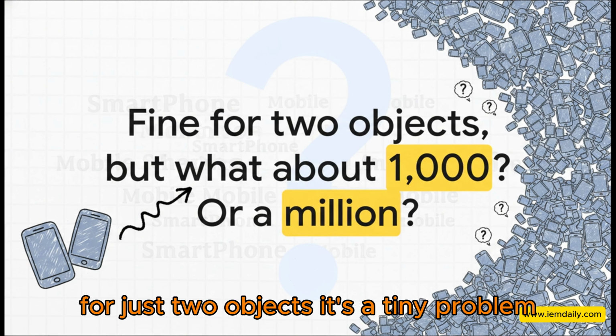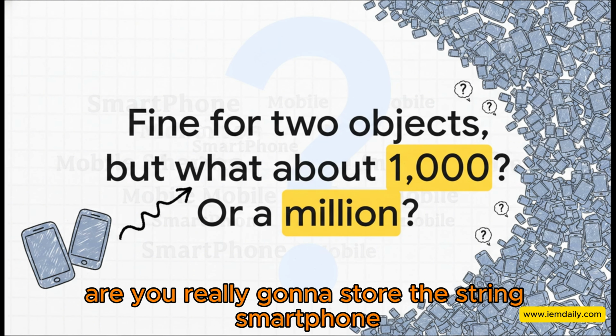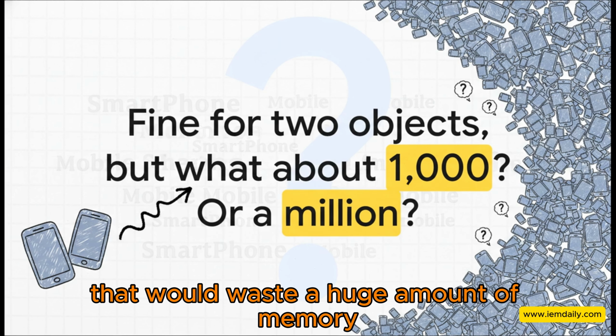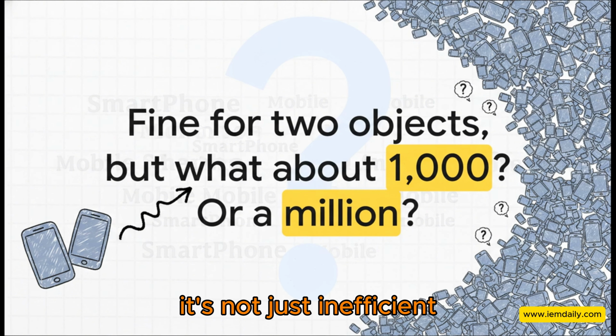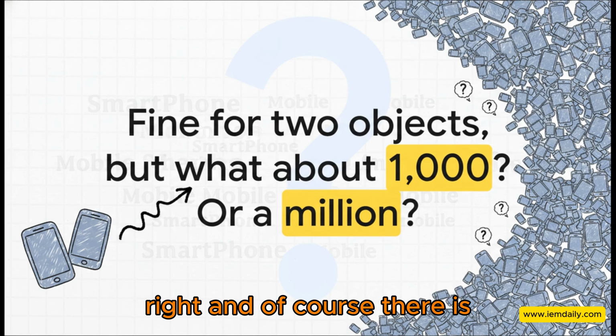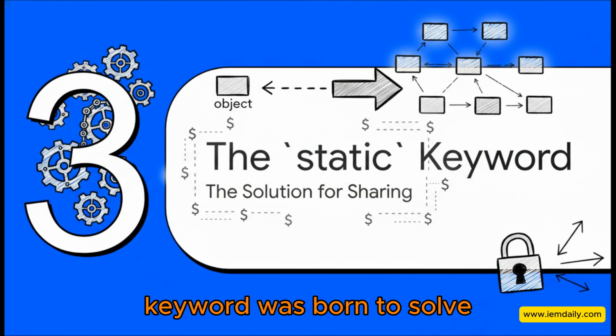Think about how inefficient this is. For just 2 objects, it's a tiny problem, no big deal. But what if your application needs to create a million mobile objects? Are you really going to store the string smartphone 1 million different times? That would waste a huge amount of memory. It's not just inefficient, it's really bad design. There's got to be a better way, right? And of course there is. This is precisely the problem that the static keyword was born to solve.